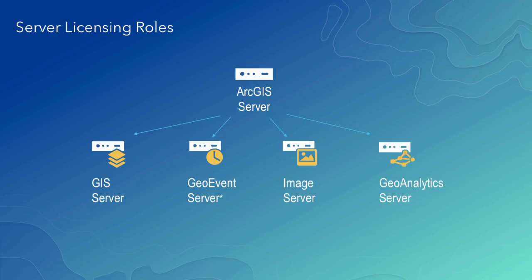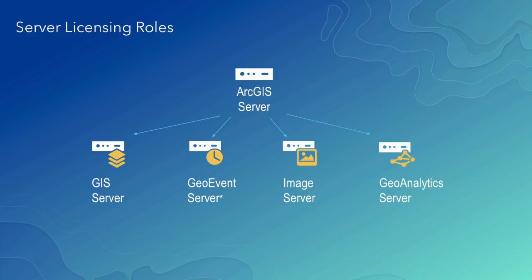It means we have a single software component. You install ArcGIS Server, which lays down a bunch of bits on disk. But it doesn't do anything until you actually apply a license file to it. And now when you apply a license file, you apply a license file with a server role. The primary server role that you all think about is the GIS Server role. You can think of that as traditional ArcGIS Server.